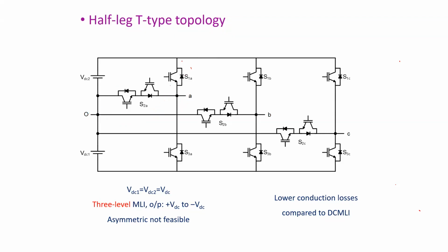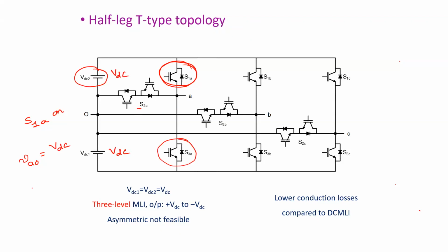When this upper switch is on and this switch is off, what is the voltage across A and 0? When S1A is on, what is VA0? It is VDC. Let us assume this is VDC and this is also VDC.